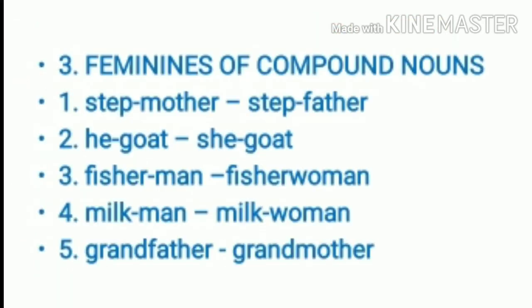Now, how to make the feminines of a compound word? Compound words are a group of two words. For example, stepfather becomes stepmother. Step remains the same, but father becomes mother. He-goat will become she-goat. Fisherman will become fisherwoman. Milkman will become milkwoman. Grandfather will become grandmother. So this is the way how a compound word is changed from masculine into feminine.